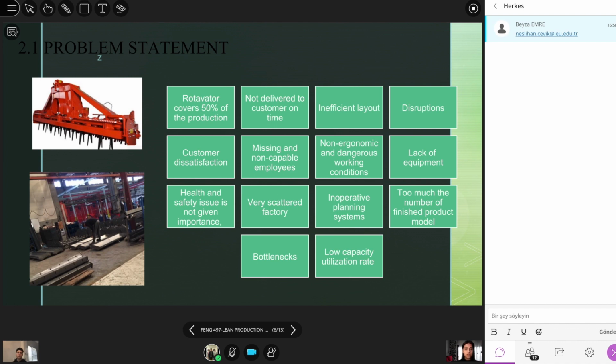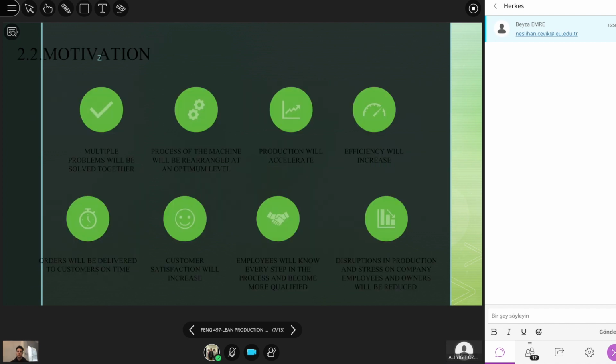The factory is very scattered. The planning systems are not working. The number of finished product models is too much. They pass through common machines. There are bottlenecks. The capacity utilization rate is low. Now, Yiğit will continue. Thank you, Sıla.